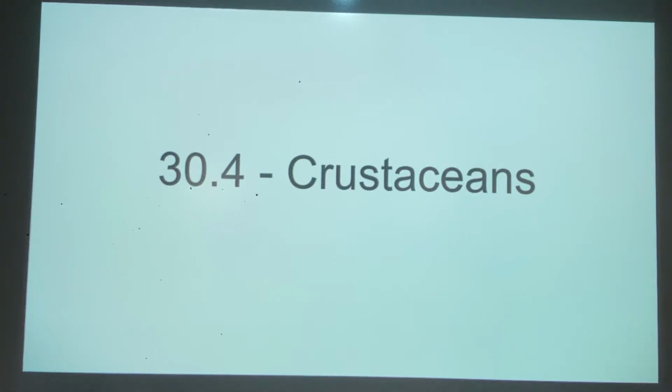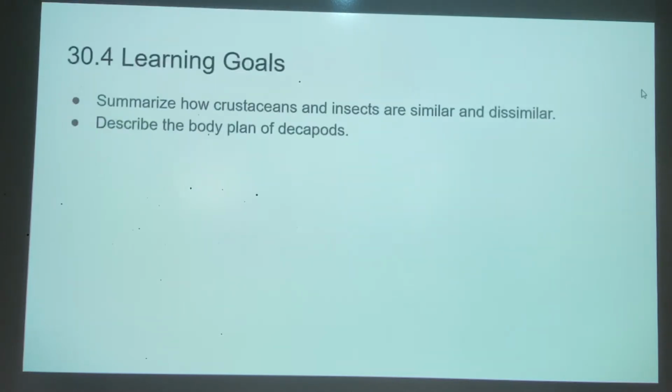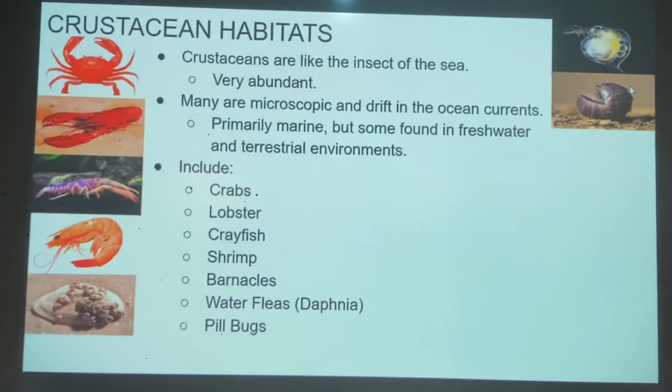Okay, hey guys, you should have 30.4 notes in front of you. And we're going to talk about the crustaceans, which you are probably all very familiar with. It's a pretty short section, so we're going to summarize how crustaceans and insects are similar and dissimilar, because remember they're in the same group. And then we're going to describe the body plan of decapods specifically.